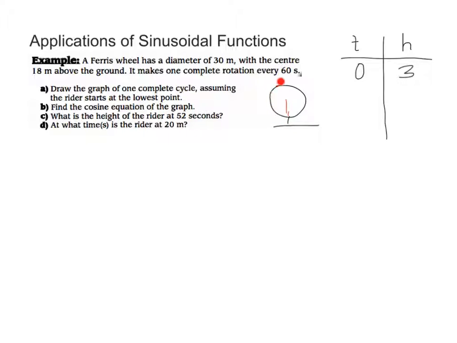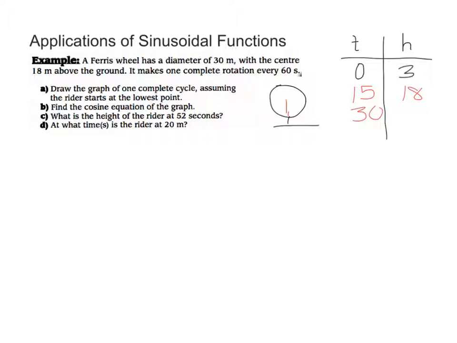The very top? What about here? Yeah, the middle. How high would they be? 18. And how long would it take to get there? If it takes 60 seconds to go all the way around, 15 seconds. And then the next one, we'll look at the very top. That would take 30 seconds.